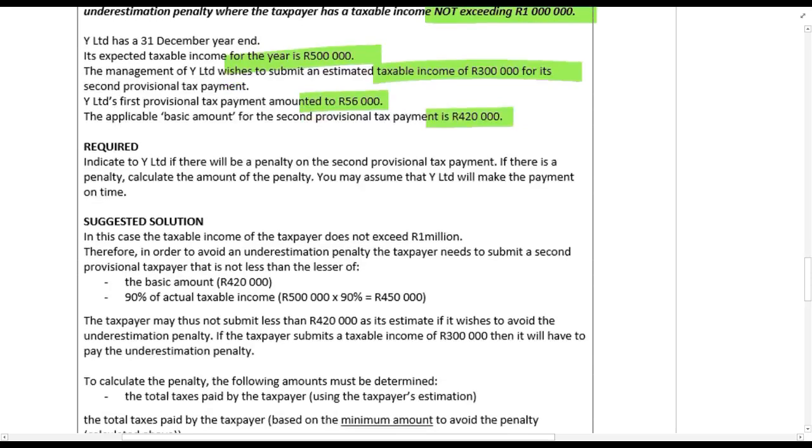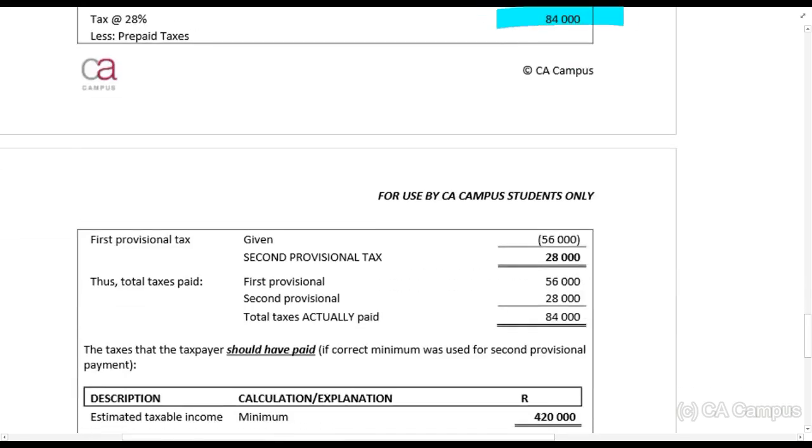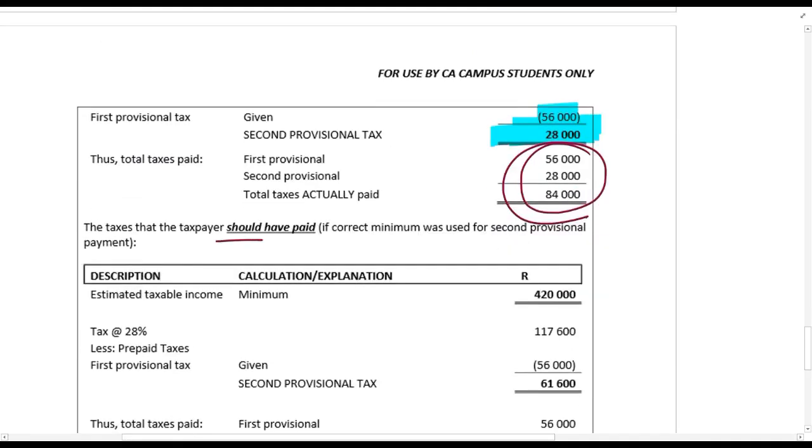To avoid a penalty, they must pay not less than the basic amount of 420 or 90% of the actual taxable income, which is 450. So the lowest amount that they can base it on is 420,000 rands. They did it now based on 300,000. Okay, so first we look at what did they actually pay. So they submitted 300,000, tax at 28%, less the first provisional tax payment gives us a second provisional tax payment of 28. So the total taxes that they've actually paid is 84,000 rands.